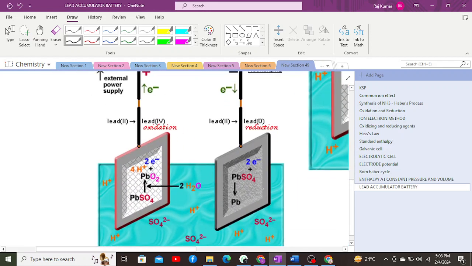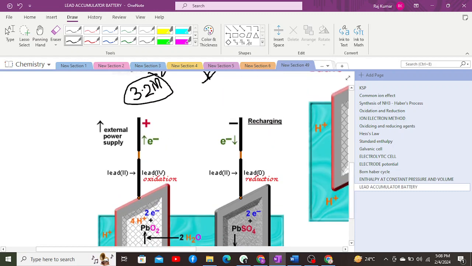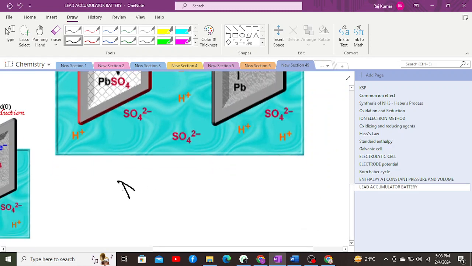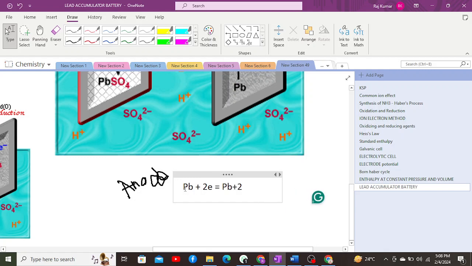Now, without discussing more theoretical things, we are going to discuss the practical mechanism of how it occurs. First, the reaction occurring at the anode: at the anode we have lead, and lead loses its electron, due to which it gives us a lead ion.